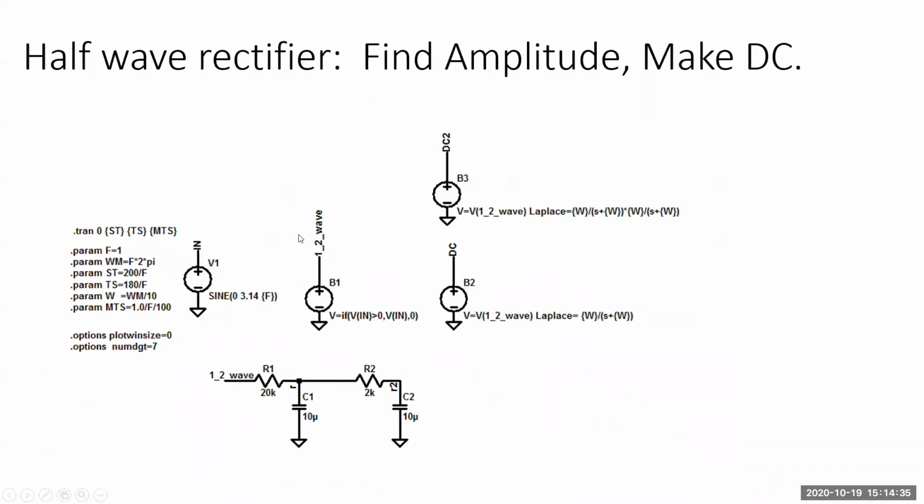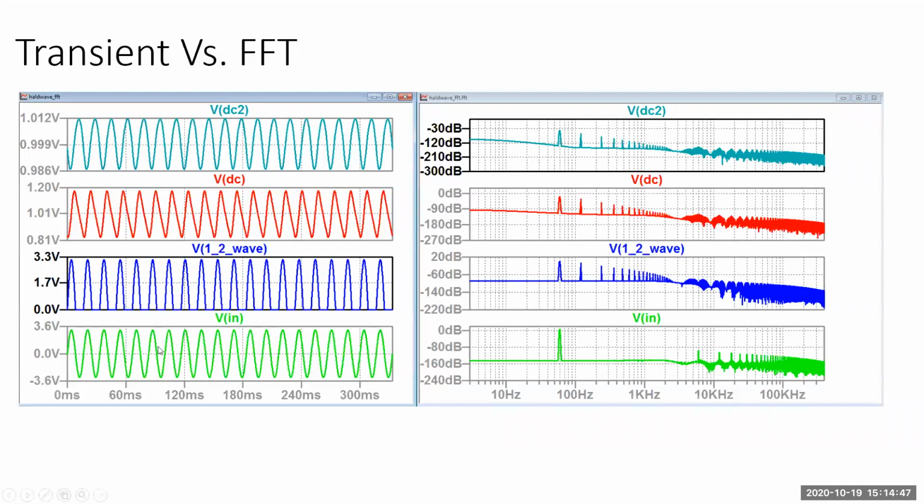We can even look at this in terms of a half-wave rectifier, right? Where you put in a sine wave and you had a diode and it only let half through. Well, here's V in, the original signal. And then this signal is a half-wave rectifier.